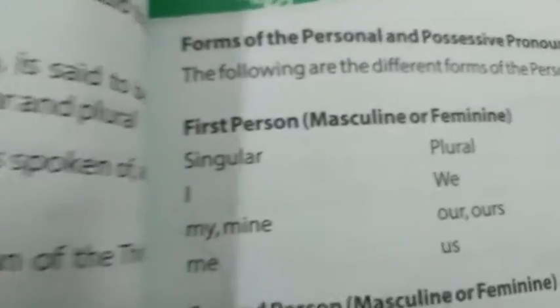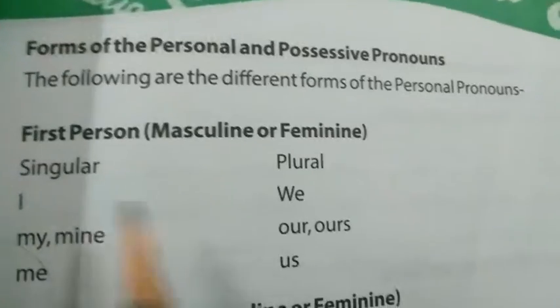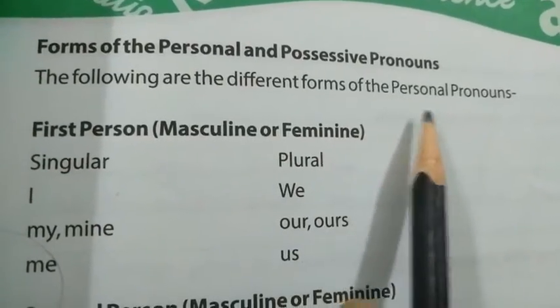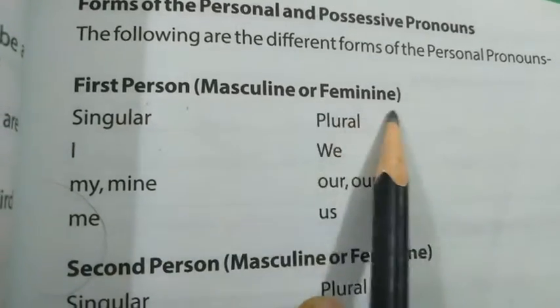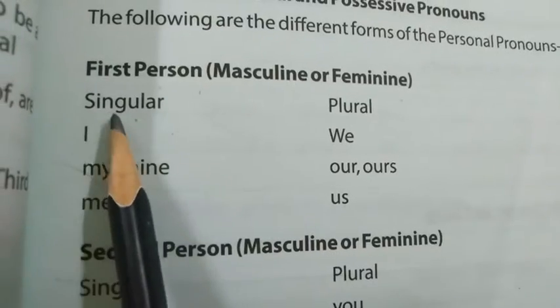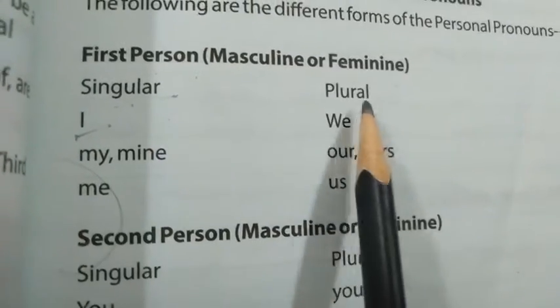Okay, then let's come here. How do we form the personal and possessive pronouns? Now the following are the different forms of the personal pronouns. Now first person, masculine or feminine. Now here singular, in case of singular we say I for first person. In plural it is we.